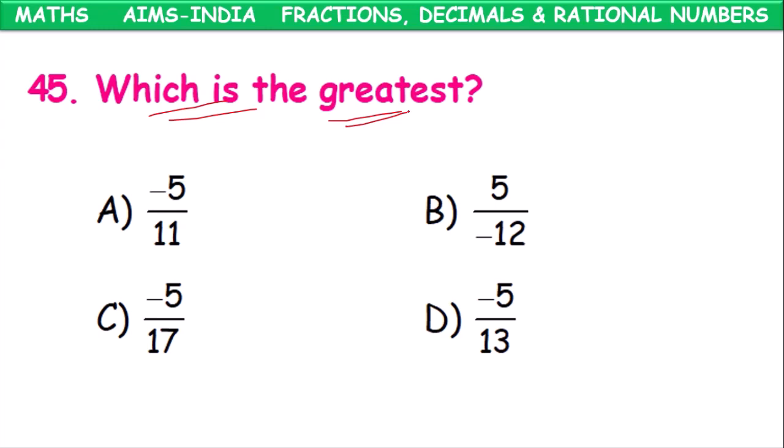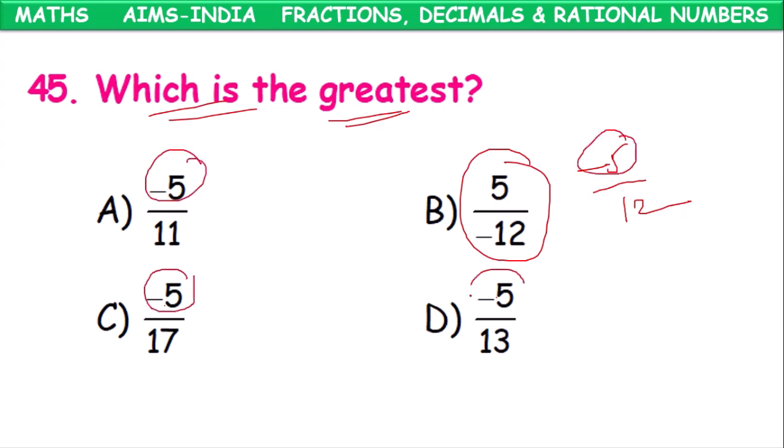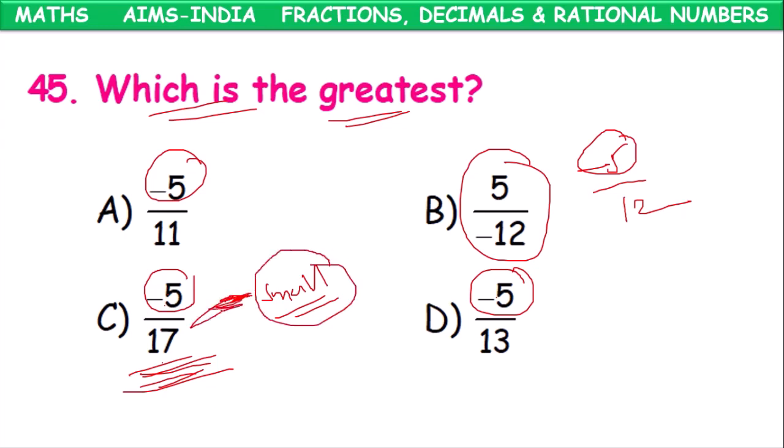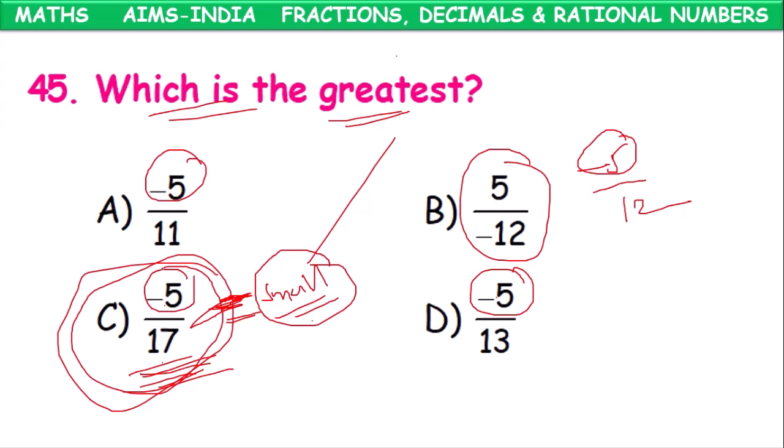Which is the greatest? Minus 5 by 11, minus 5 by 17, and also minus 5 by 12, minus 5 by 13. The numerator part is the same. With the same numerator, if we divide by a bigger number, we get a smaller number. But this small number has a minus value, so in minus, the smaller number will be the greatest. So, the greatest value is minus 5 by 17.